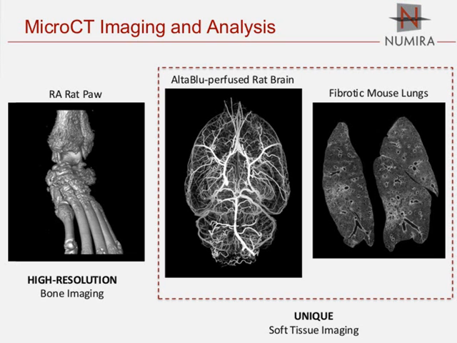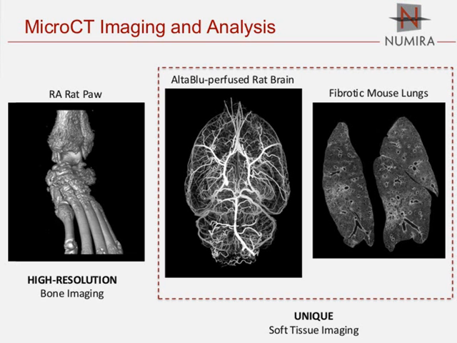On the left-hand side of this slide, you're seeing an example of an RA rat paw. So indeed, we can use micro-CT to image high-resolution bone structures. But the unique capabilities at Numira are that we can also image the soft tissue structures. In the middle, you're seeing a perfused rat brain. We've developed this ultra-blue perfusion reagent so we can look at vasculature. And over on the right-hand side, you're looking at some fibrotic mouse lungs.